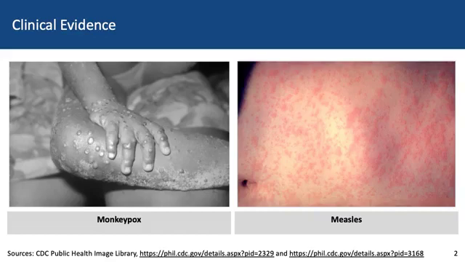So here we have a monkeypox case on the left and a measles case on the right. And you can see in the monkeypox, we have these big, large raised pustules, whereas measles is a much softer, more level rash of a lot of little red dots. So these very different looks can allow us to distinguish these two types of cases.